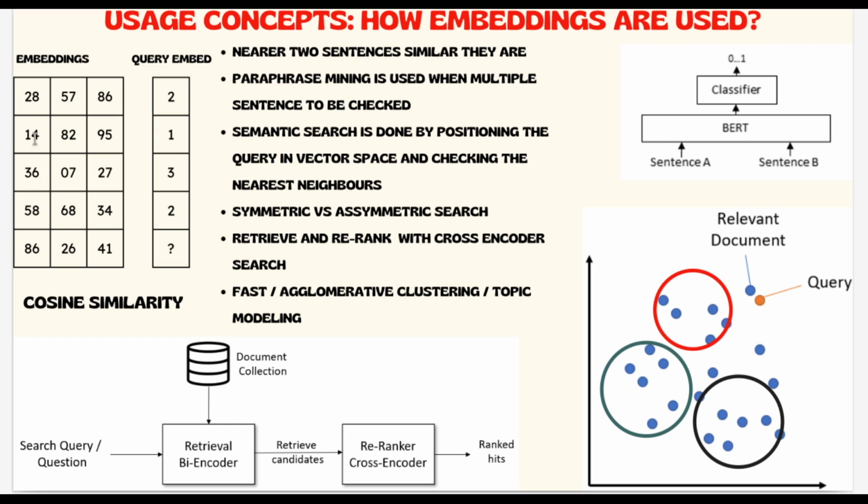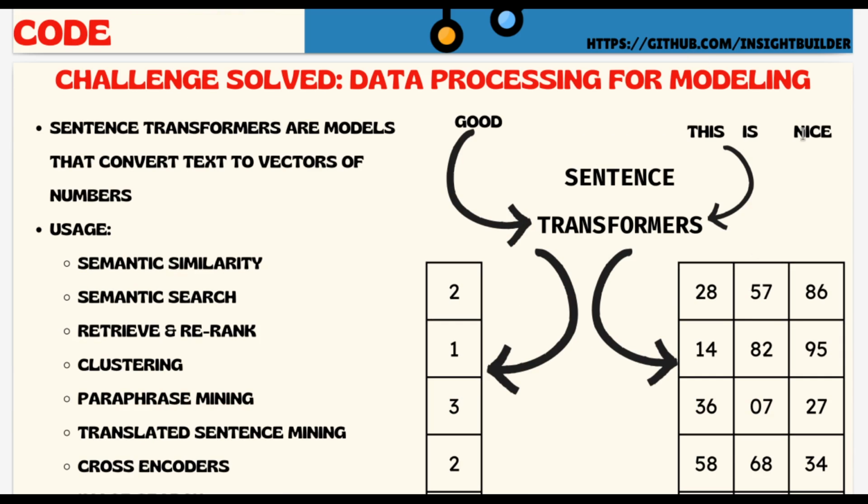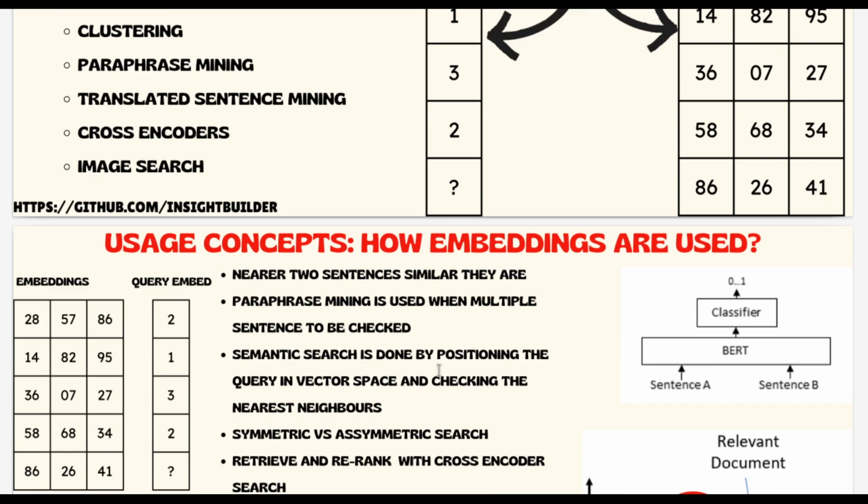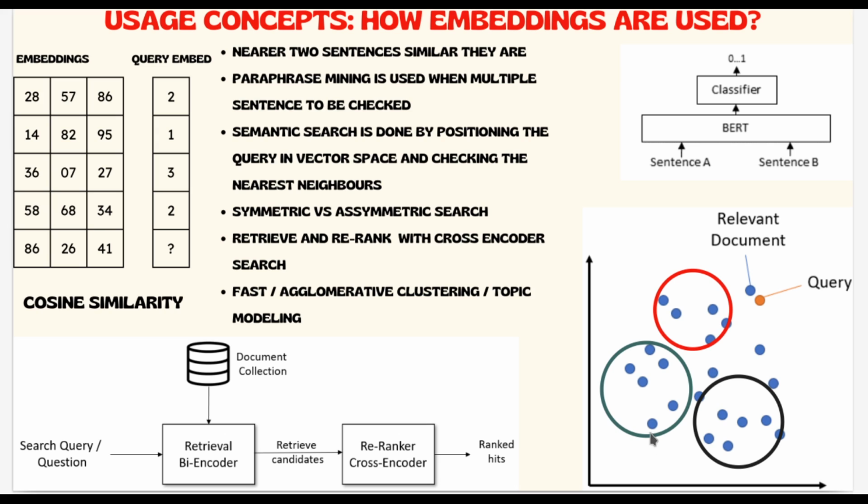Basically, whenever a sentence is converted into numbers, the numbers are produced in such a way that they hold the meaning, the semantics. Semantics means the meaning of the sentence. The numbers hold the meaning in the way of statistics, in the way of machine learning algorithms. They hold the meaning internally, and that is how this relevant document is positioned here. For example, instead of the document being "this is nice," if the document is "semantic search is done by positioning the query in vector space," then probably it will be somewhere here.